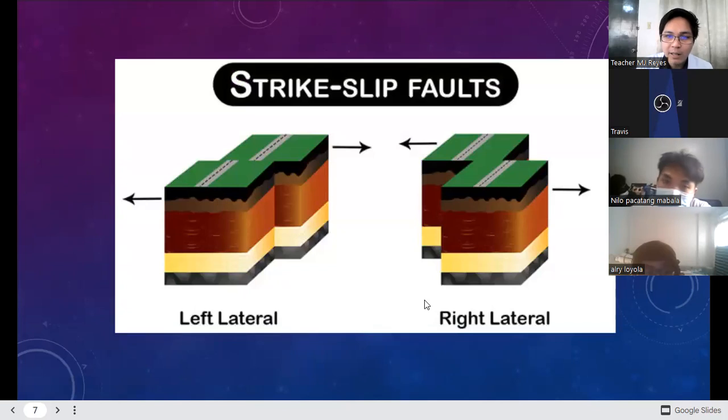We have left lateral strike slip fault and right lateral strike slip fault. So the movement is what? What is the movement there? Horizontal, horizontal sliding past with each other.